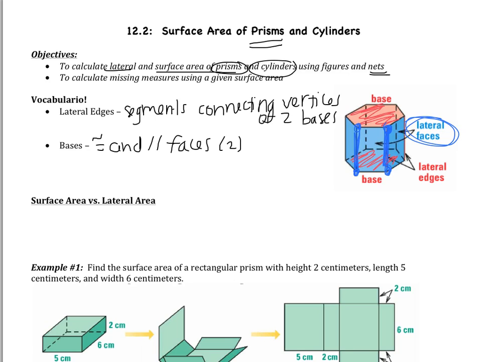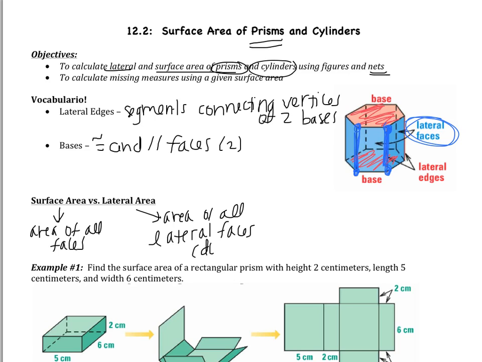So today's video, we're going to do two different types of areas, surface area and lateral area. So surface area is the area of all the faces. So it's kind of like if you were taking your figure and wrapping it in wrapping paper. It would be like how much wrapping paper you're using. Lateral, on the other hand, is the area of all the lateral faces. So it does not include the bases.